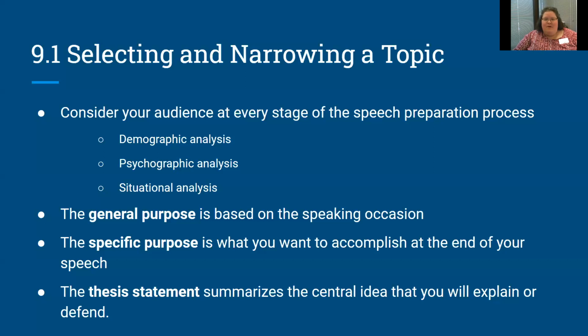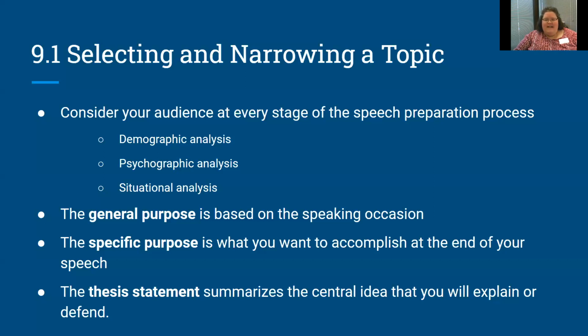The specific purpose is what you want to accomplish at the end of your speech. So it ties your audience to the general purpose and your topic. And you can see some examples of that in this section of the textbook, and also in the annotations that I've provided. I've given you some examples of what that might look like as well.